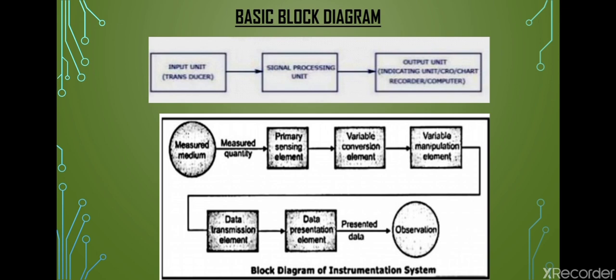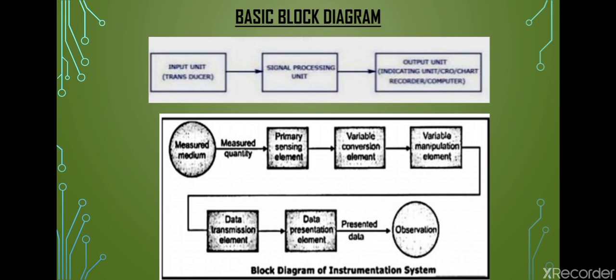First part of the electronic instrumentation is input unit. There are two stages: primary sensing element and variable conversion element. Here the input unit receives the signal whose value is to be measured and converts it into an electrical signal such as voltage, current, resistance, inductance or even capacitance. The input unit consists of two stages: primary sensing element or transducer.